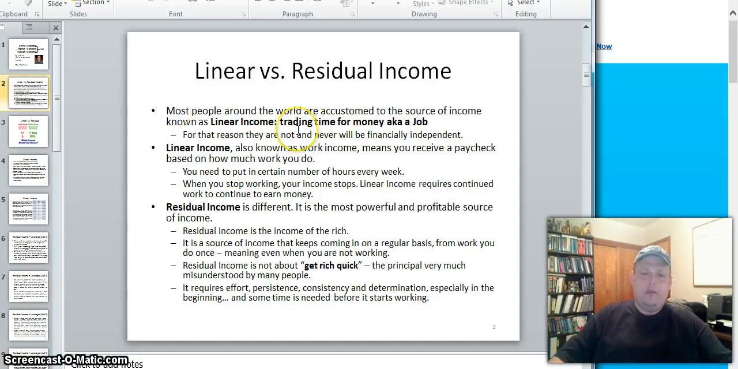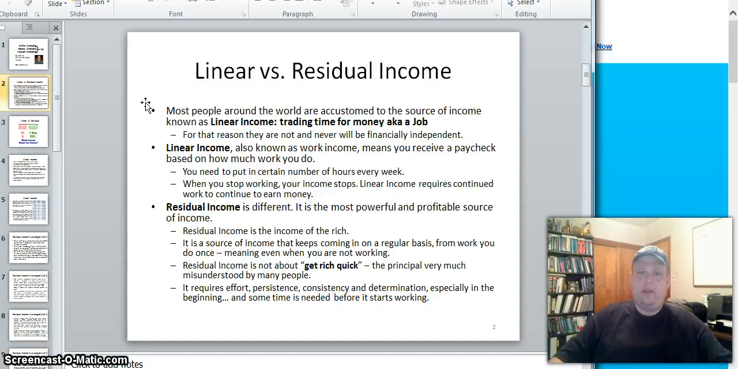Okay, so basically linear income we are typically all used to. It's a 9 to 5. You get an hourly rate. You work so many hours and you get paid for those hours you work. Now you may have some vacation time. You may get some matching from your employer for savings. But typically linear income, you work, you get paid. You don't work, you don't get paid.